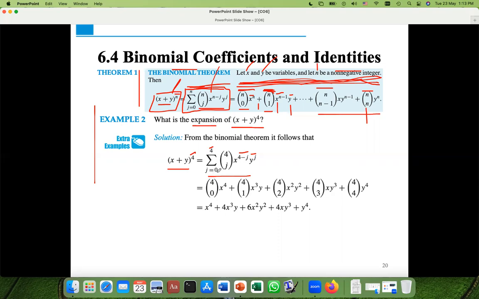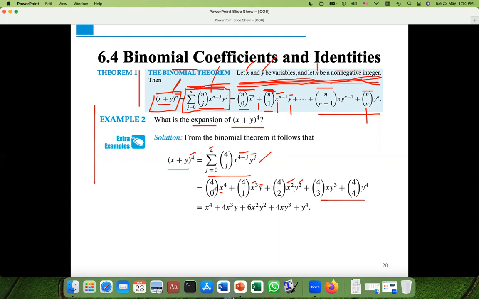Now in the next step, you can expand it fully. Put the value of j as 0. So 4 choose 0, and it will become x raised power 4 only, and the coefficient will become 1. Then put the value of j as 1. Then 4 choose 1, and 4 minus 1 gives 3, and y raised power 1. Similarly, put the value of j as 2 in this equation. You will have 4 choose 2, and 4 minus 2 gives 2, and y raised power 2, and so on.